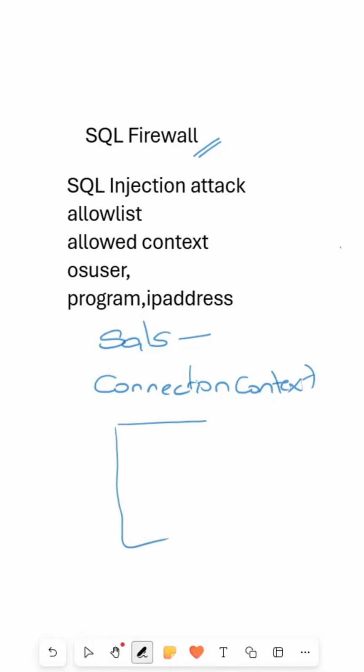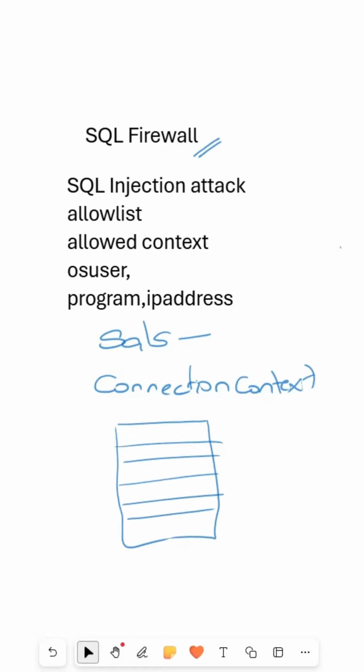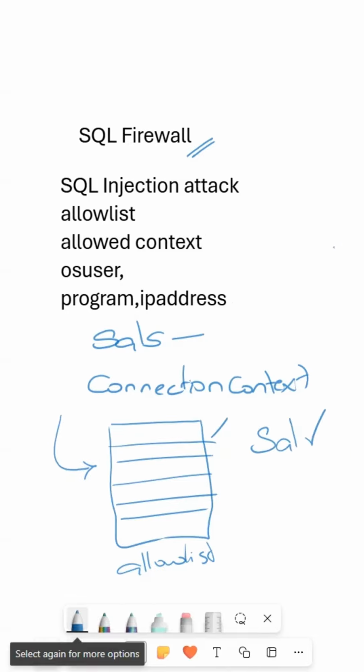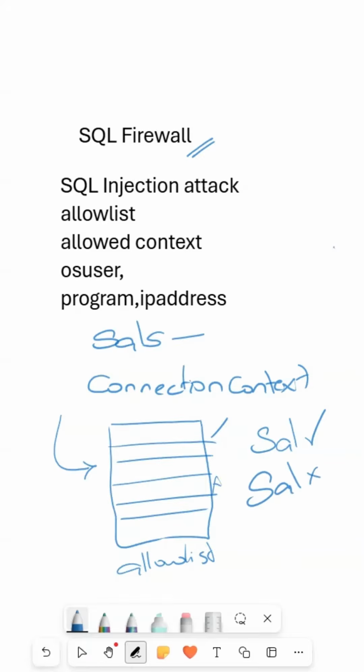You can define the set of SQLs the user is allowed to run. It is called allow list. Once you define the allow list and enable it, from now on, if the user tries to connect and run any SQL, it gets verified against the allow list, and if it is part of the allow list, the SQL gets executed. And if the SQL is not part of the allow list, you can have it blocked.